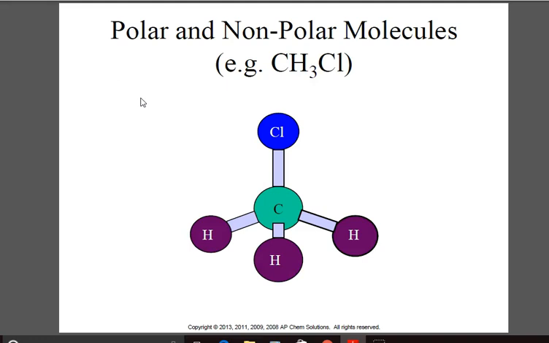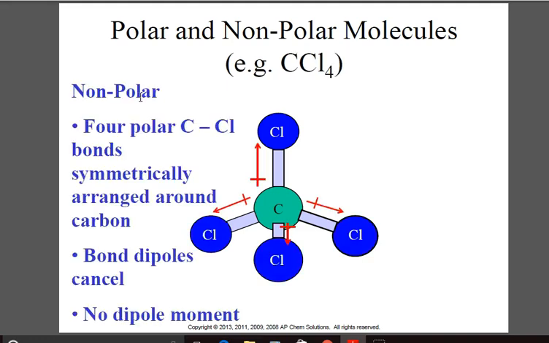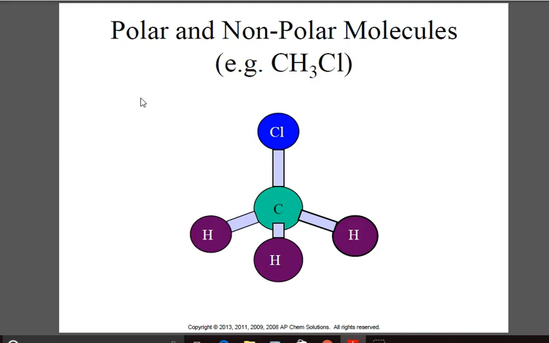Now, what if we take the same shape, still tetrahedral, but we're going to replace 3 of those chlorines with hydrogens. So now let's draw our arrows. Remember, I don't know which video this was, but we talked about carbon and hydrogen. And that bond between carbon and hydrogen is not really polar. Okay? They share almost equally. But if we had to choose, carbon is a little more electronegative. So those arrows are going in toward carbon. Then you still have that one arrow going out toward chlorine.